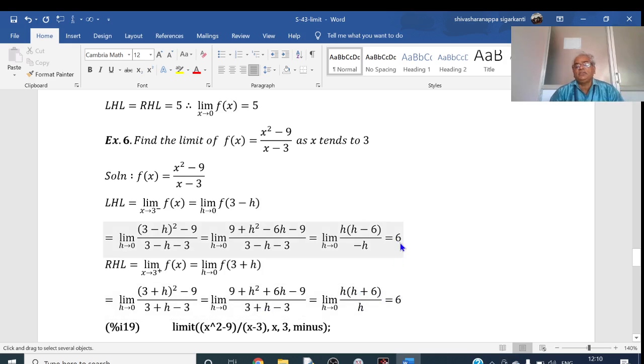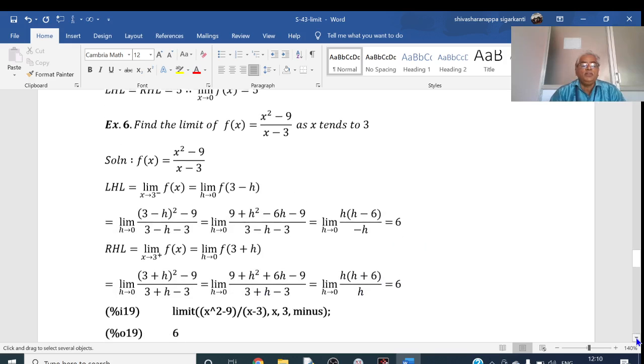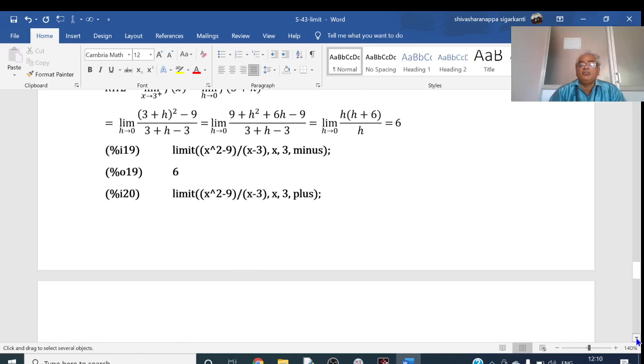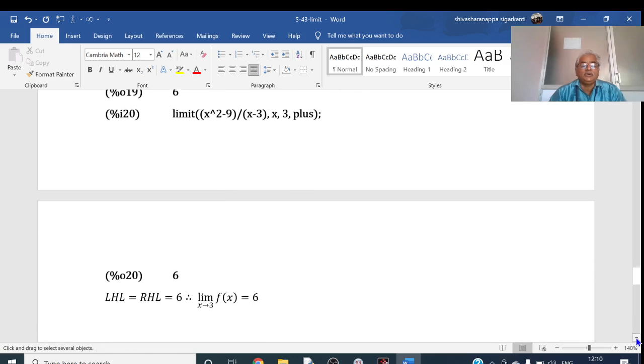Right hand limit equals 6, left hand limit equals 6. So both the limits exist and they are the same. Therefore we say that the limit of the function exists and it is equal to 6.